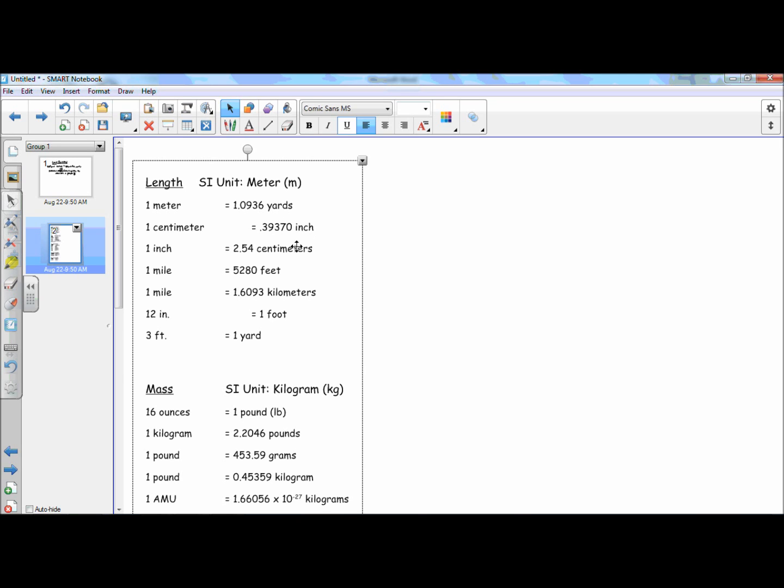The yards, inch, feet system is sometimes called an English system, which is kind of ironic because the English don't use it. They only use it here in the United States. The English do everything in metric.